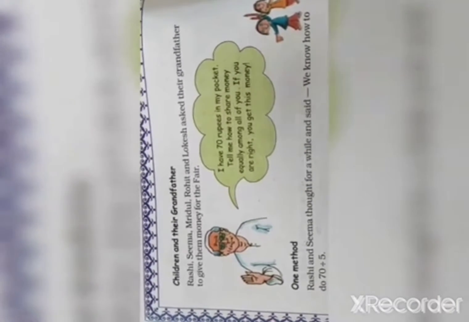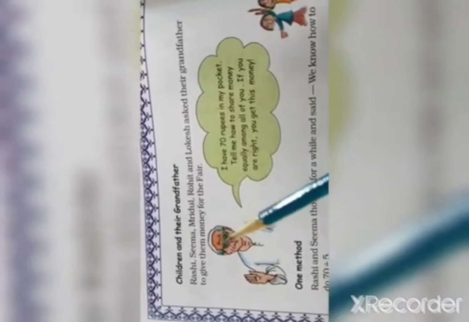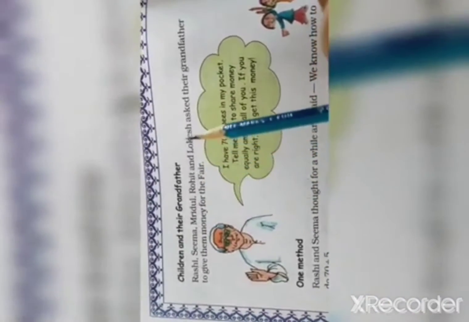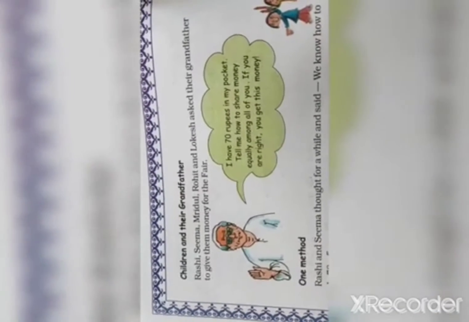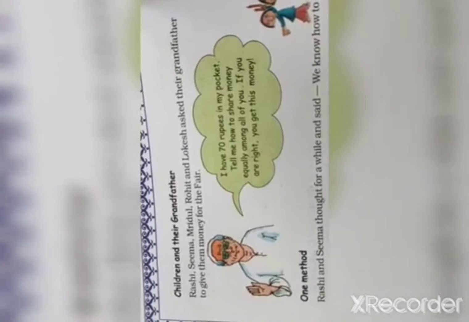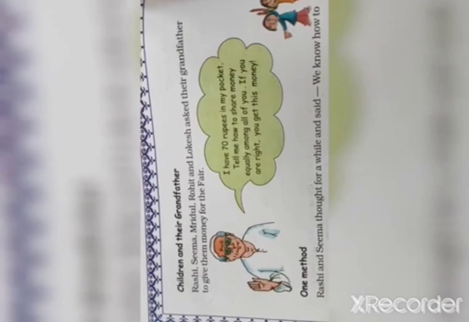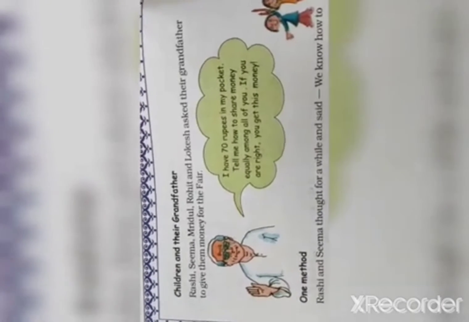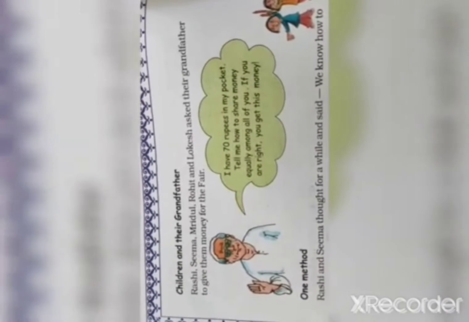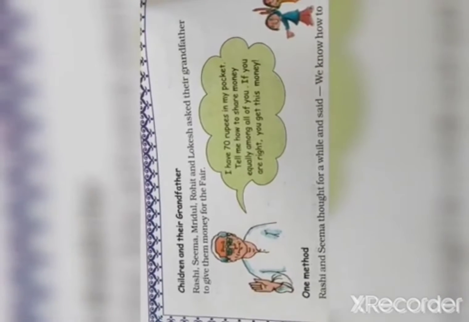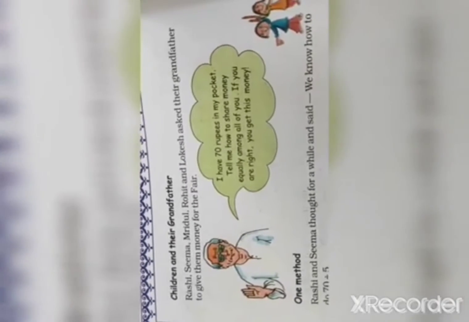So the idea is this: how many children are there? 1, 2, 3, 4, 5. Okay. So Dadaji can first give each and every child 10 rupees. Okay. So 50 rupees completed. Now 20 rupees is left with Dadaji.